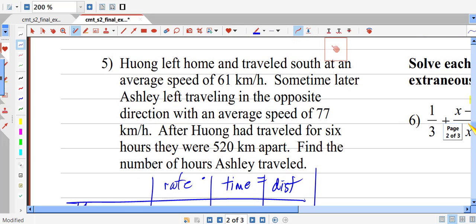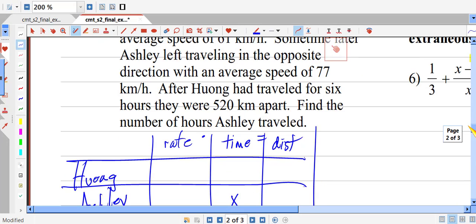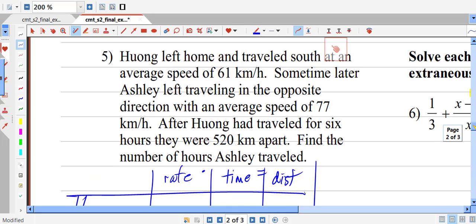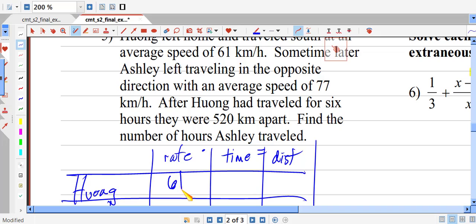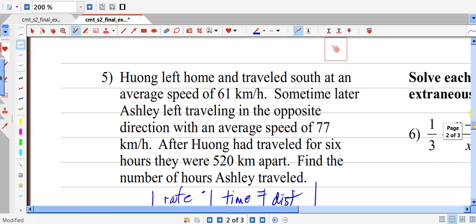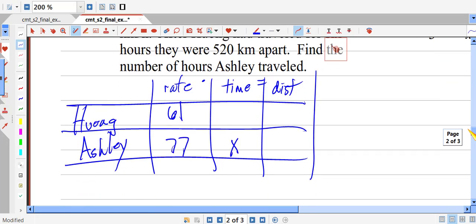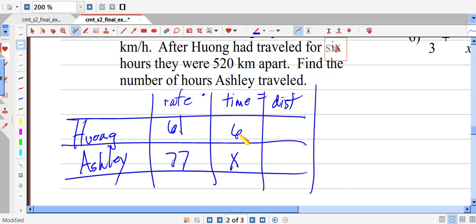Now I need to figure out what the other things are. Ashley left traveling in the opposite direction at 77, and Wong went 61. Sometime later, Ashley left. Wong left home for 6 hours. So Wong went for 6 hours. That means her distance is going to be 6 times 61, which is 366. And Ashley's distance is going to be 77x.